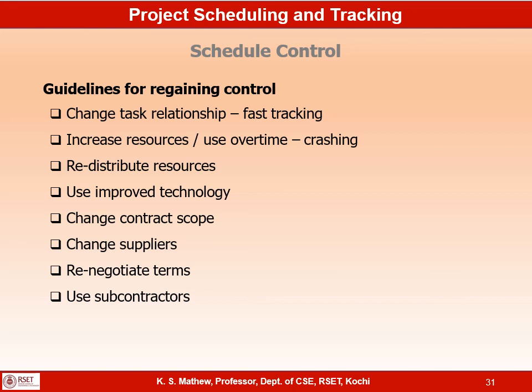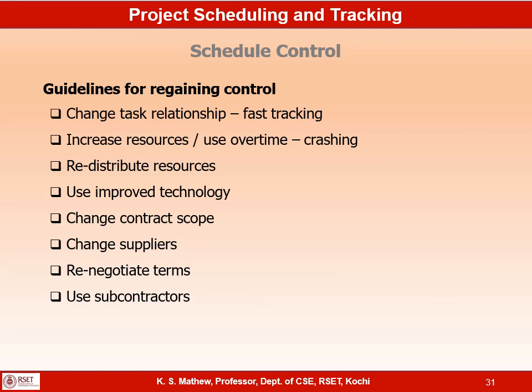Change suppliers. You may be dependent on a delivery from a supplier, and if the delivery from the supplier gets delayed, your project will also get slipped. And if you find that there is a slippage from the delivery from the supplier, one of the options could be to change the supplier. Again, that could be the last option, because during the middle of the project, changing the suppliers may not be very easy. So if you find that there is a problem with the supplier during the beginning of the project, you can change that supplier to a more stable supplier.